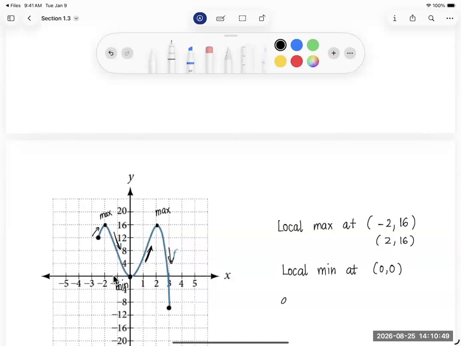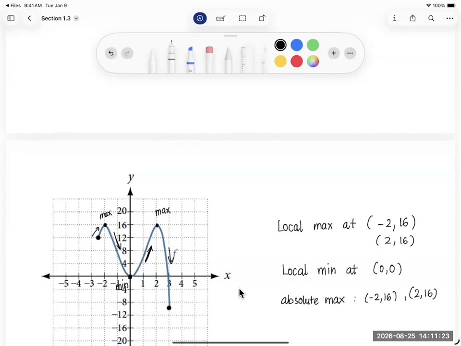Now for the absolute max, that is the highest value for the whole entire graph. So where is the highest value of the whole entire graph? It looks like these two values are the highest of the whole entire graph. So we call these two local maxes also the absolute max as well. So the absolute max here will be -2, 16 and 2, 16.